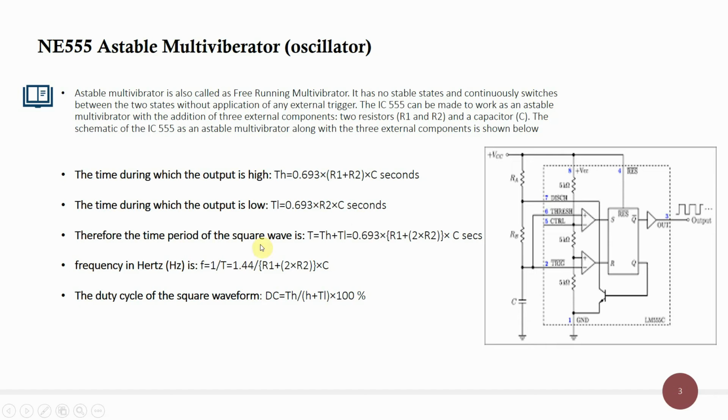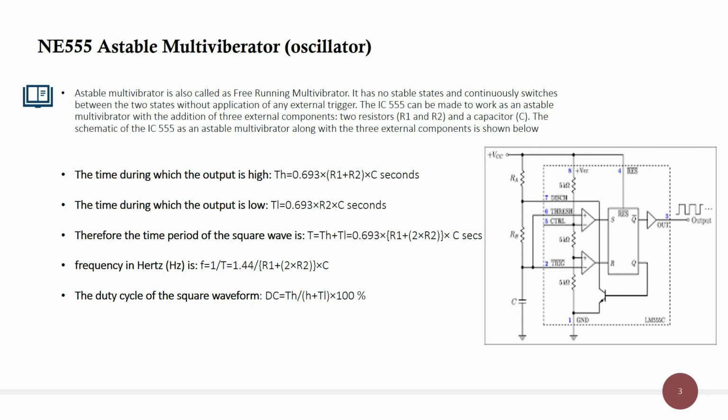So the total time period of the square wave is calculated by adding TH and TL, which is nothing but 0.693 into (R1 plus 2 R2) into C seconds. Also we know that frequency is inversely proportional to time. So F equals 1 by T equals 1 divided by 0.693, that is 1.44 divided by (R1 plus 2 R2) into C Hertz.